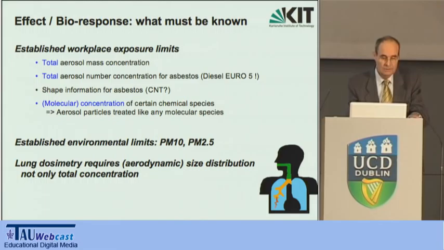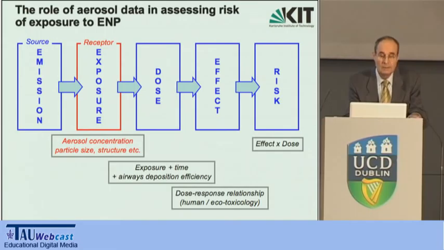On the other hand, if you look at lung dosimetry, the basis of calculating a dose in your lung, you do need size information. You need aerodynamic size information, because the size distribution is the basis for calculating a deposition rate and also deposition location. So you really can't do without the size information, some size information about the particles.